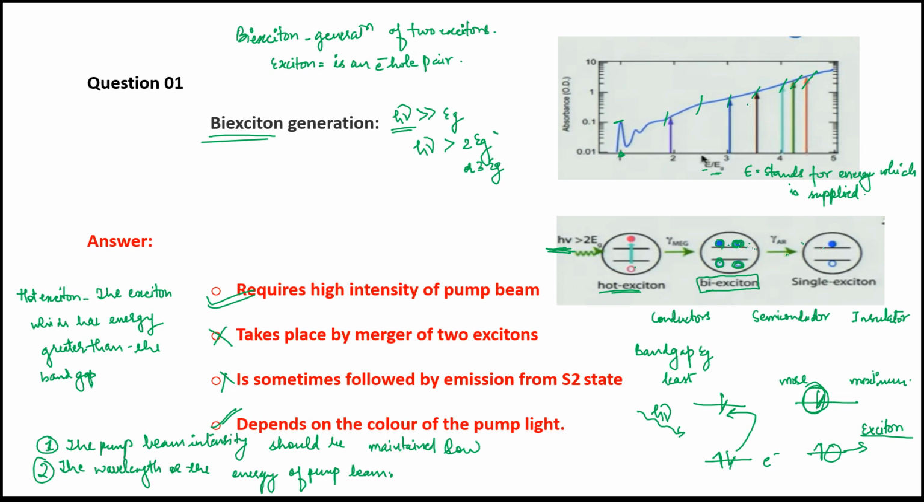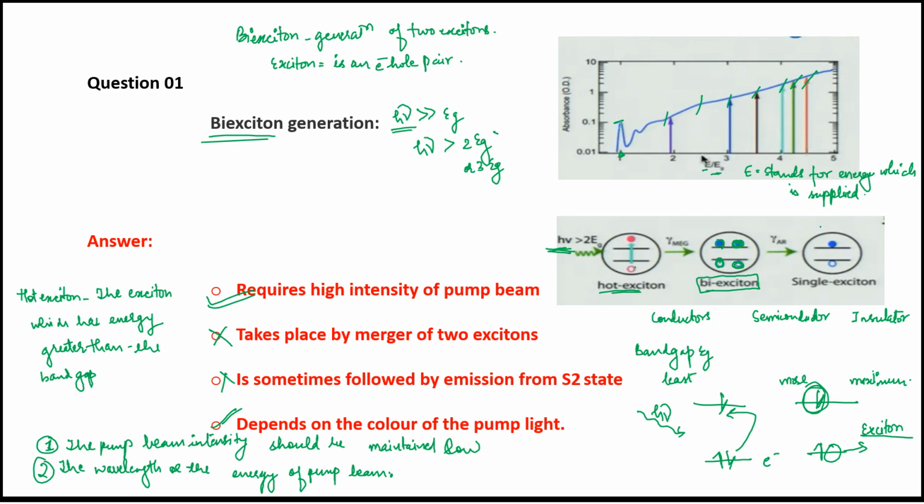When you study this graph, and you plot the absorbance as a function of E by Eg, you will see that when E is equal to Eg, that is E upon Eg equals 1, in that case you will notice an absorption. So that is the normal transition which we studied from HOMO to LUMO.